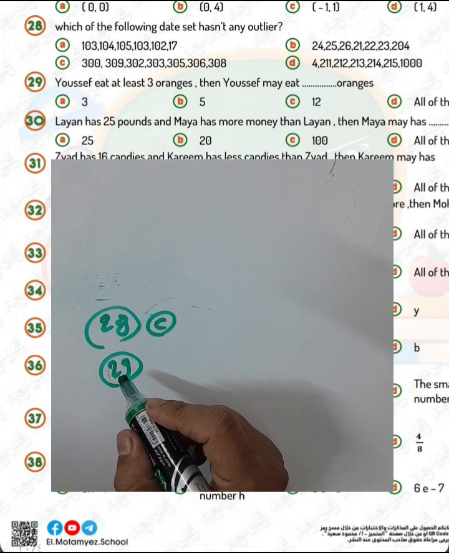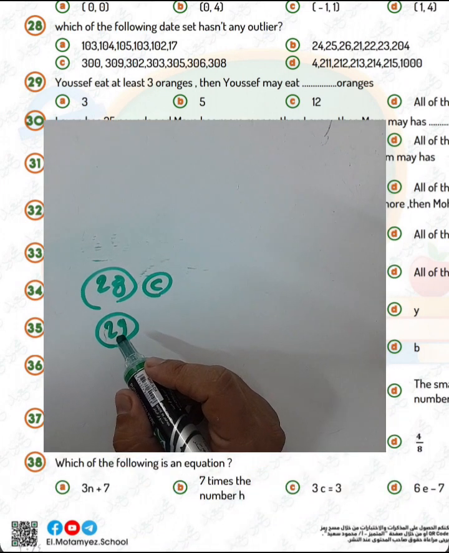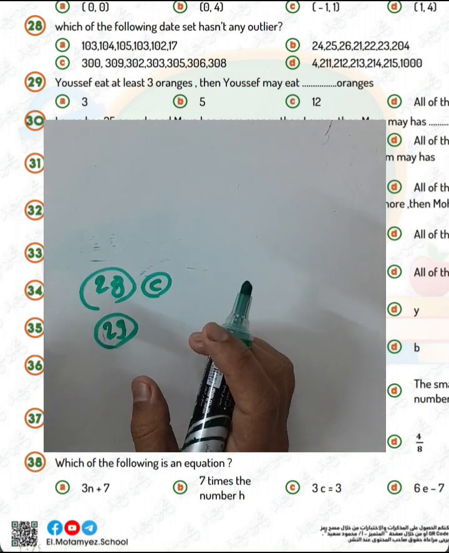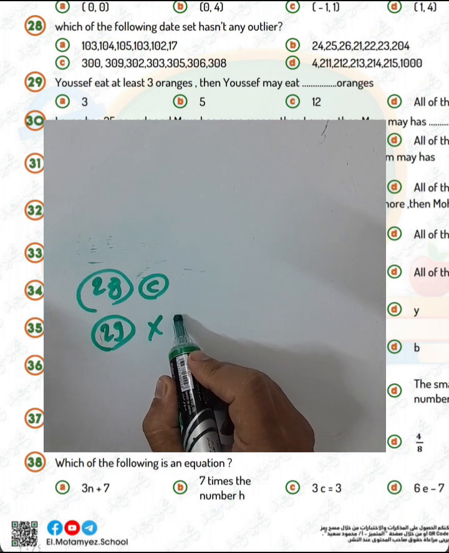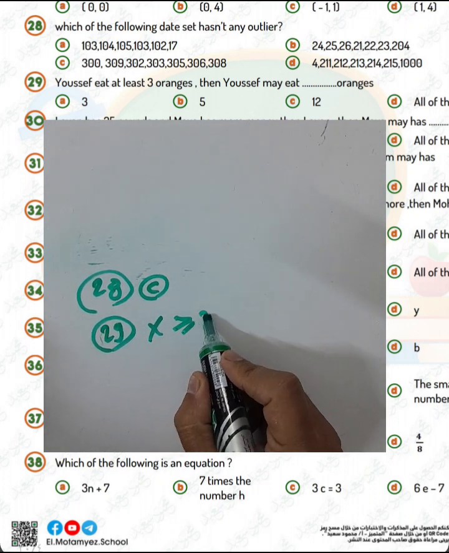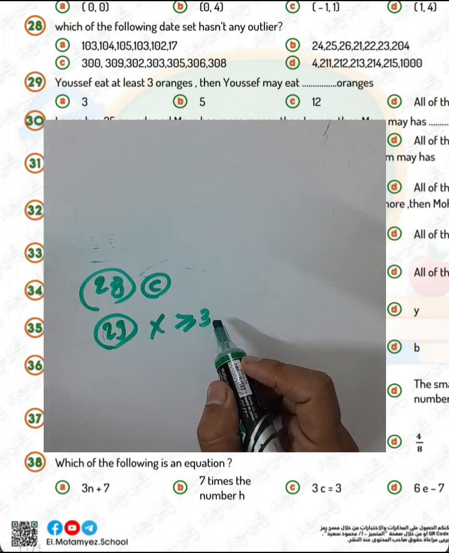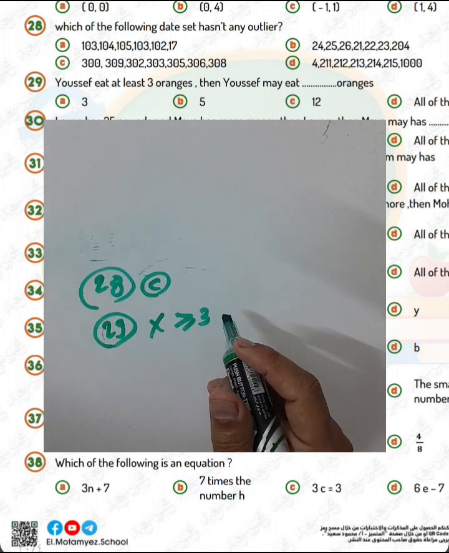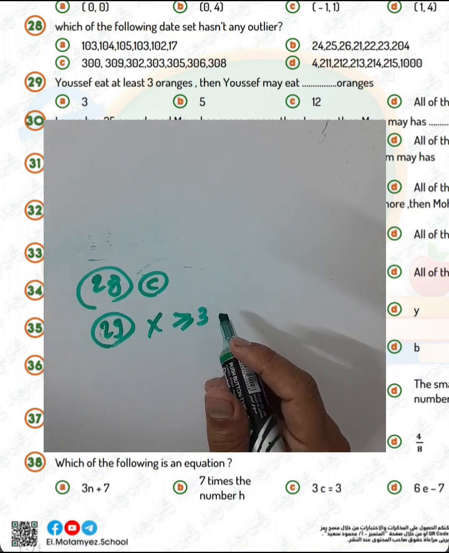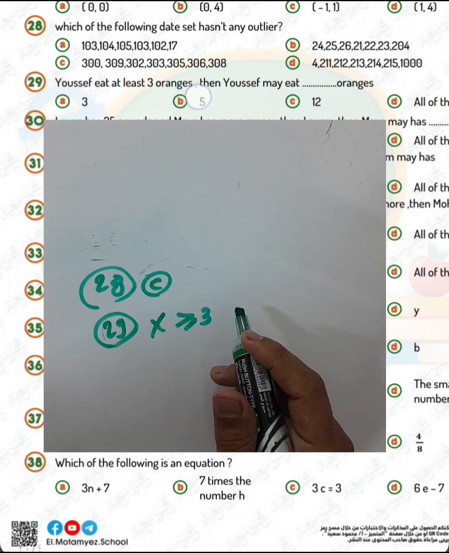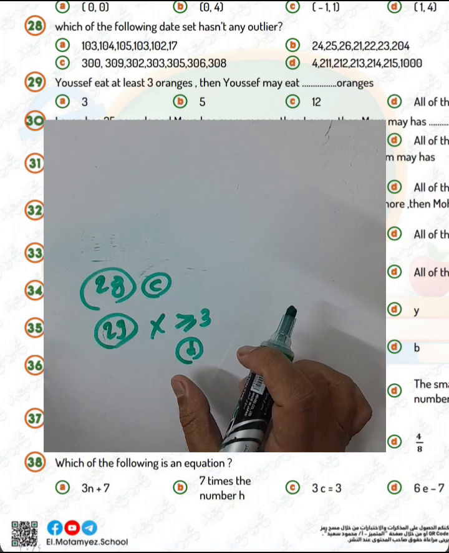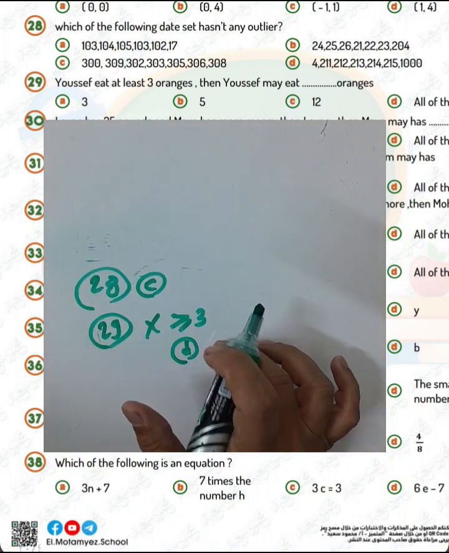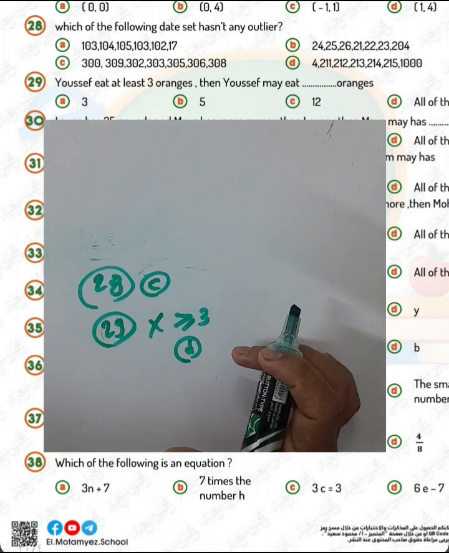Here, Yusuf eats at least 3 oranges. Then Yusuf may eat x, where x is greater than or equal to 3, at least 3 oranges. See, then Yusuf ate 3 or 5 or 12, all of them. It shows letter D. All these numbers can satisfy this inequality. Okay, you must choose all of them.